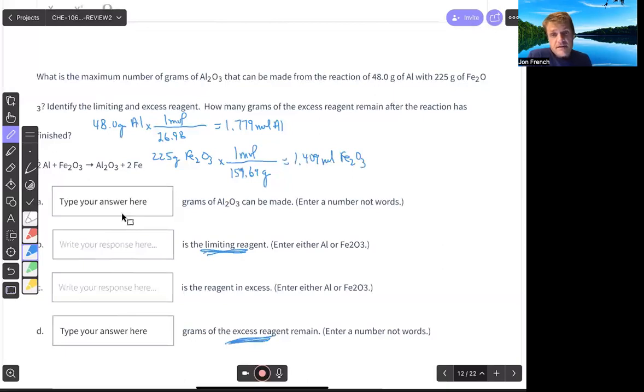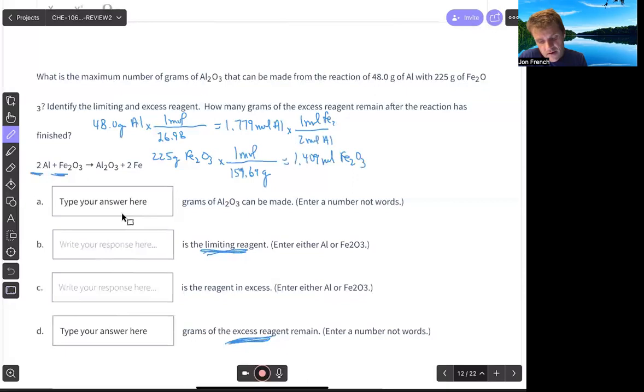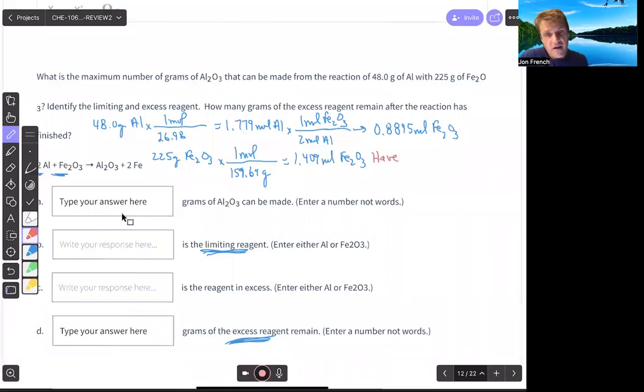To find the limiting reagent, we can compare moles of aluminum and moles of iron 3 oxide by just using those mole ratios. For every 2 moles of aluminum, I need 1 mole of iron 3 oxide. So in this reaction, I'm going to need 0.8895 moles of iron 3 oxide. Well, I'm in luck, because I have 1.4. So I've got more than enough iron 3 oxide.